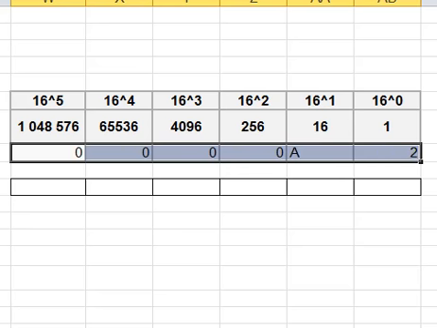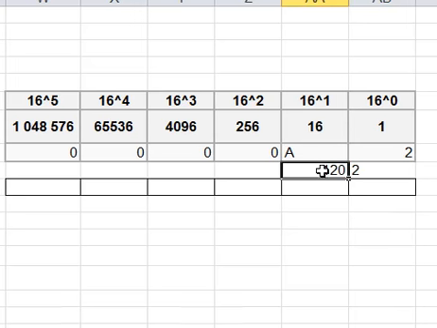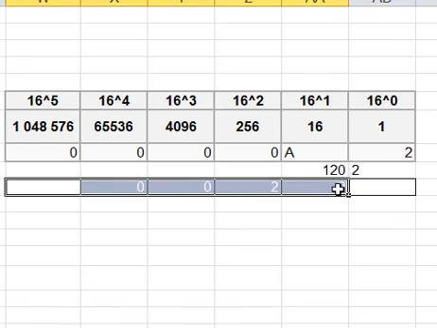A2 is A, or 10, in the 16s column, so 10 times 16, which is 160, plus 2 in the 1s column, so plus 2. We have 160 plus 2, which gives 162, and that's A2 in hexadecimal. Let's look at another number.